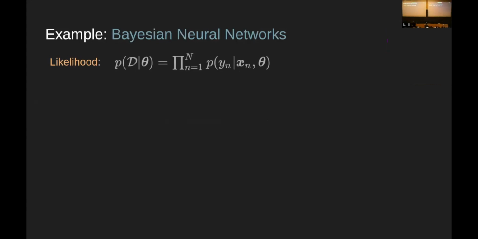Other example, Bayesian neural networks. Here you have a likelihood like this. It's a standard thing. It's a product over all the pairs of data, y_n, x_n, and you have a distribution where y_n depends on x and also theta, the parameters of the neural network. This could be many things, for example, Bernoulli or a Gaussian, depending on your data. So this will be a binary classification problem, or a regression problem, and so on.